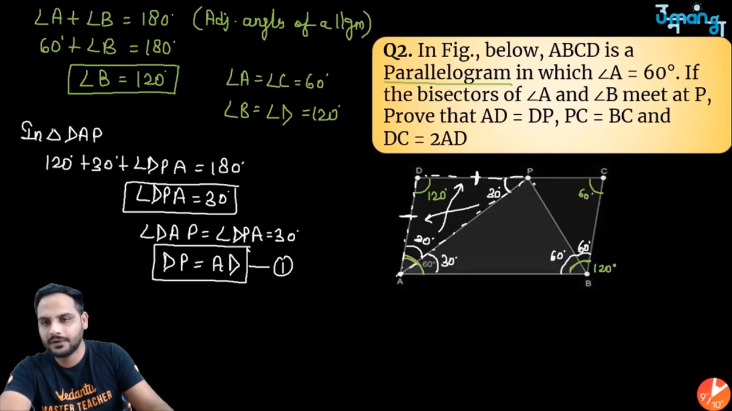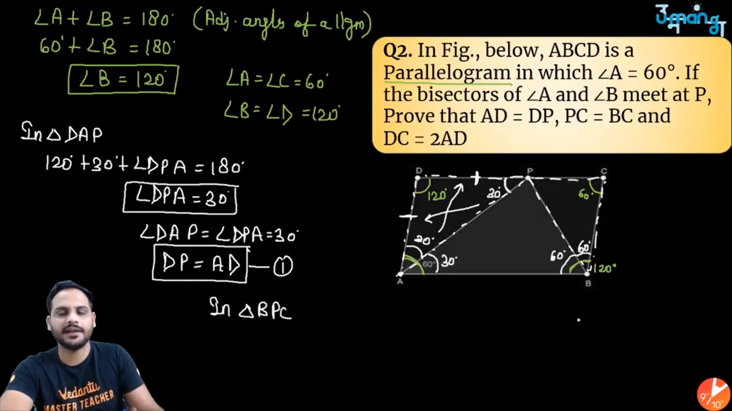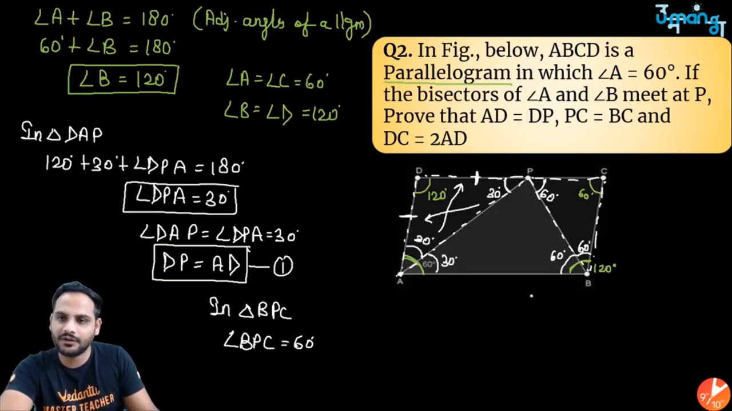Right? Similarly, look at this part. In triangle BPC, again angle sum property if you will use, this is 60, this is 60, so the remaining angle will also again be 60 degree. So I can say, using angle sum property, angle BPC will be 60 degree. Okay. Angle BPC is 60, this is 60, this is 60. So BPC is an equilateral triangle, all the three sides are equal. So here also I can say that, sir, BC is equal to PC. Here also I have got the result that BC is equal to PC.